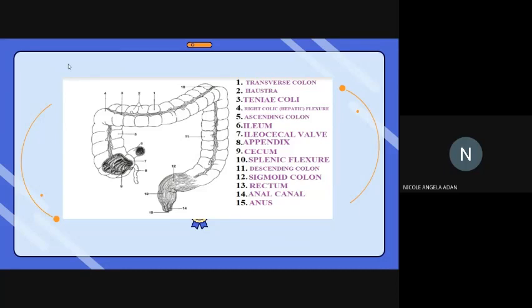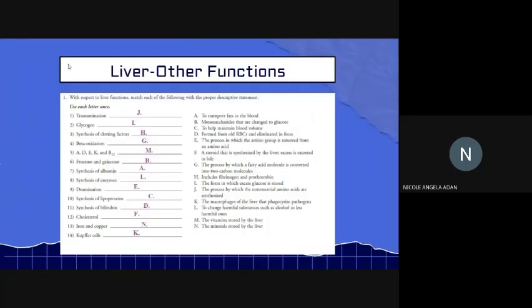Number 5, ascending colon. 6, ileum. 7, ileocecal valve. Number 8, appendix. Number 9, cecum. Number 10, splenic flexure. Number 11, descending colon. Number 12, sigmoid colon. Number 13, rectum. Number 14, anal canal. And lastly, the anus.